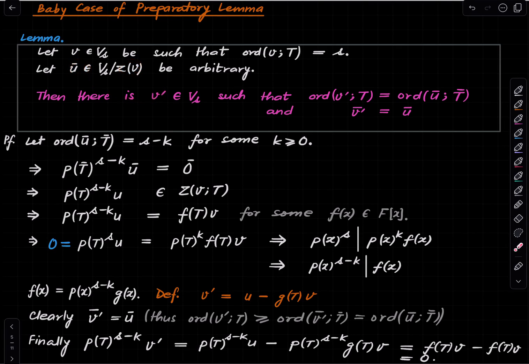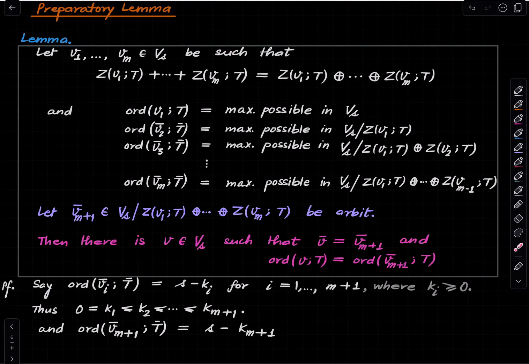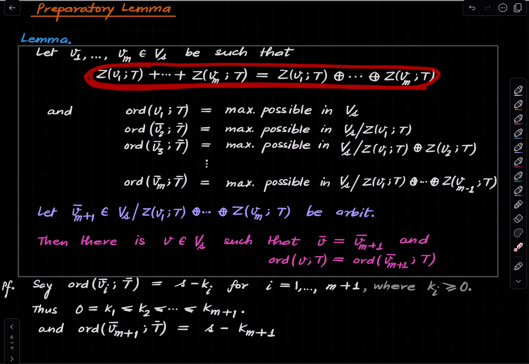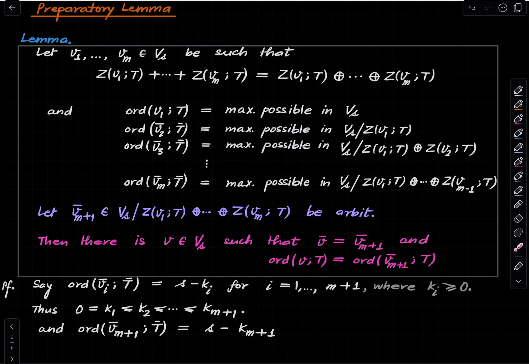It's a strange sounding lemma, but think about it. We have proved it anyway. Okay, so now the next thing will be a generalization of it. This is the preparatory lemma. Looks complicated, but here what we have is a sequence of things in the space of generalized polyeigenvectors satisfying a few conditions. The first is that the sum of the corresponding cyclic subspaces is actually a direct sum. And the second is that V1 has maximum possible order in this space of generalized polyeigenvectors.